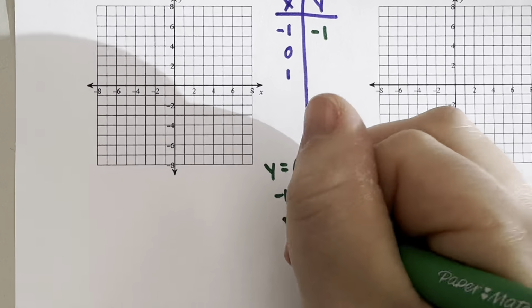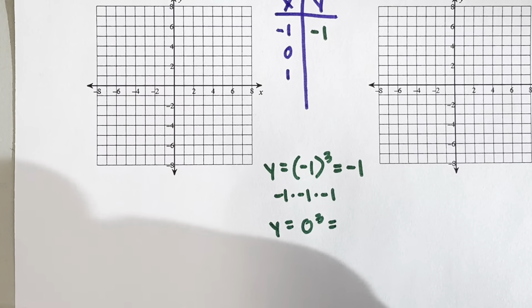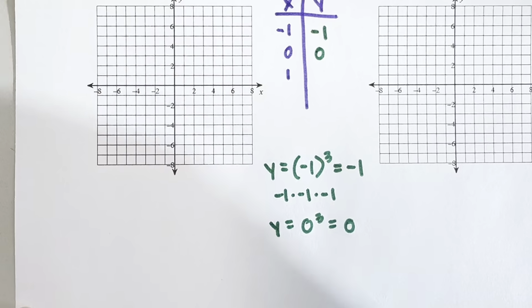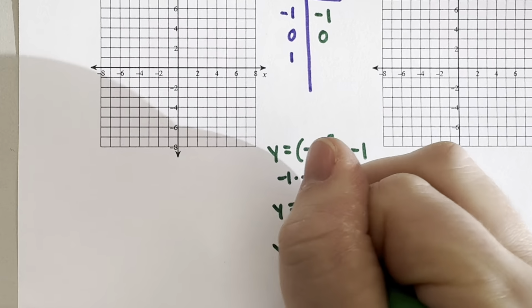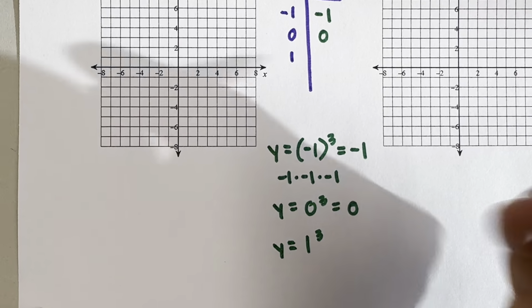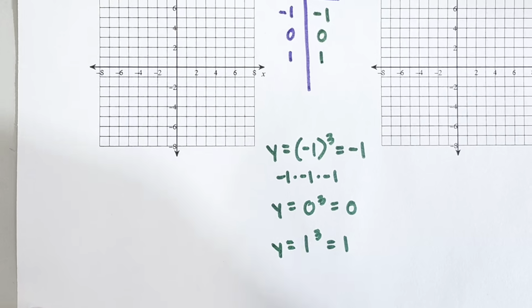Okay, well, let's see what we get when we plug in 0. 0 is a great number. 0 cubed, or 0 times itself 3 times, is still just 0. Okay, let's see what we get when we plug in positive 1. Okay, we don't have any negative things to worry about here, so 1 times 1 times 1 is still just 1.